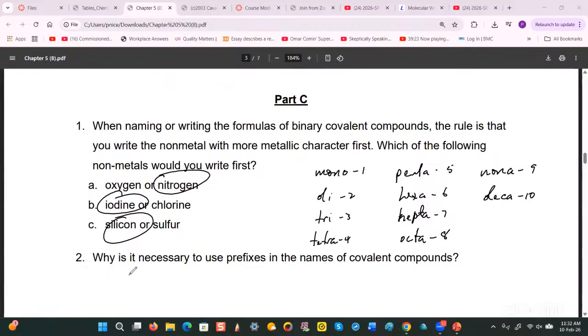Why is it necessary to use prefixes in the names of covalent compounds? In order to indicate the number of atoms of each element that is present in a molecule of that compound, right? So that's the answer for number 2. You use prefixes to indicate the number of atoms of each element present in a molecule of the compound. All right. So with question 1 and 2 out of the way, let me clear this first, and scroll down.